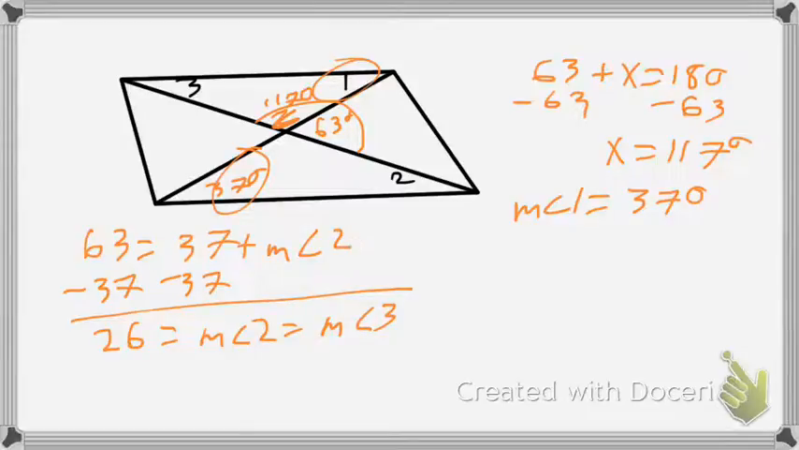The other way to do that would be, that 117 plus 1 plus 3 equals 180 degrees, again, because it's a triangle. See this triangle right here?